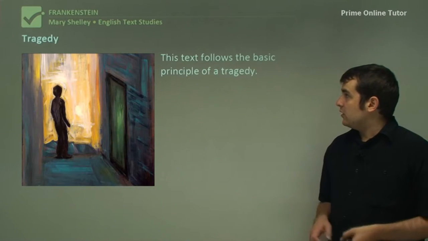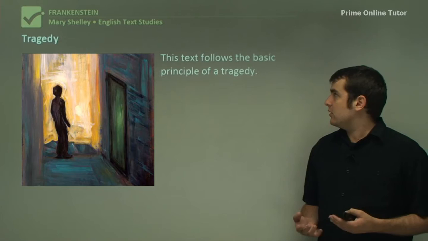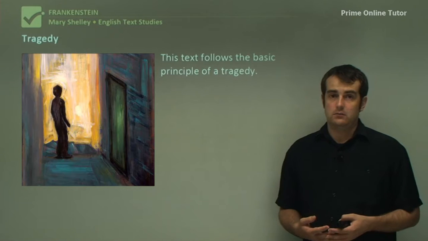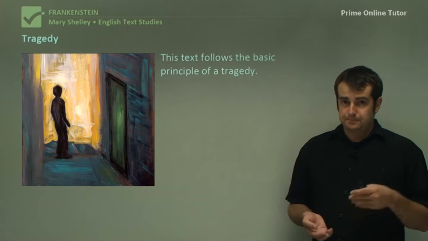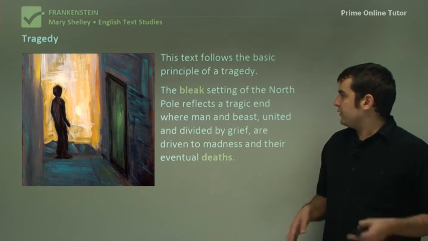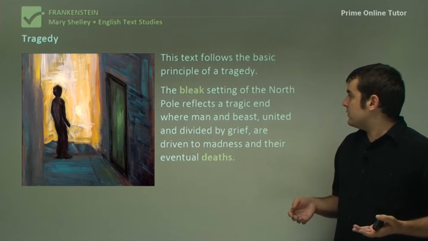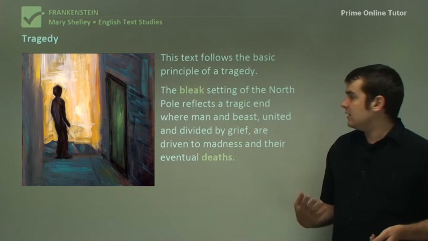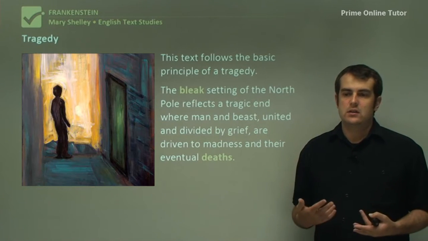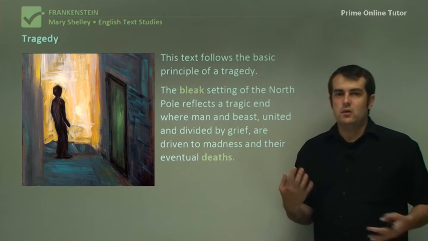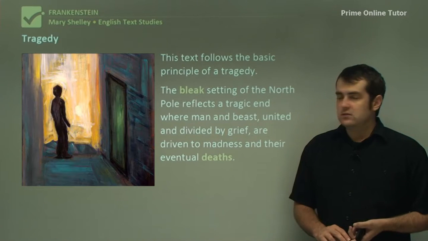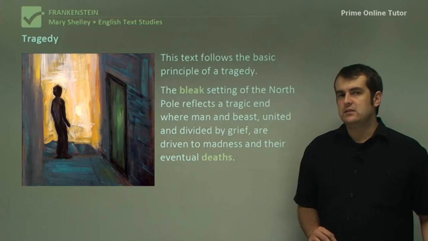All right, tragedy is also one of the very key themes of the story, and it follows the basic principle of a tragedy story, particularly those of Shakespeare before this was written, among others, but also Greek tragedies as well. And the bleak setting of the North Pole reflects this. For example, that's one of the examples of a tragic setting, where it's basically man and beast, united and divided by grief, driven to madness in their deaths. So it's one of those stories where a lot of people do perish, but all of the deaths in here are tragic.